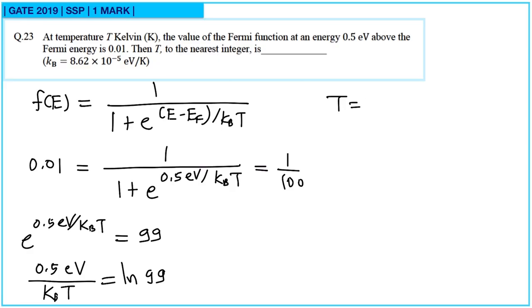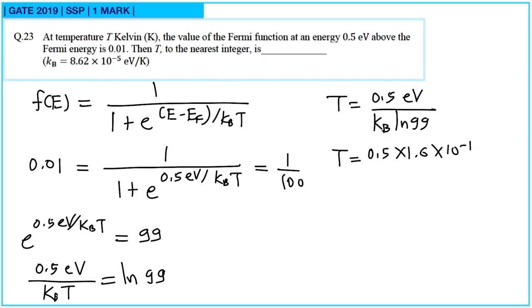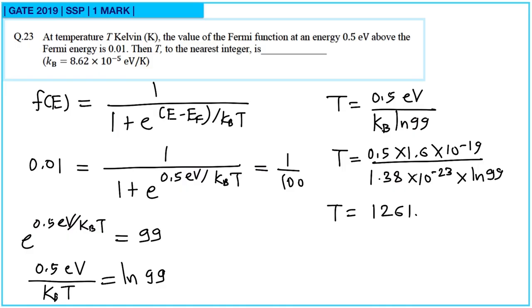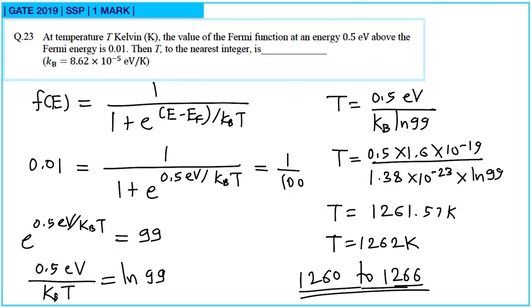So that means T is equal to 0.5 electron volt upon kB into ln 99. So T is equal to 0.5 into 1.6 into 10 to the power minus 19. Value of kB is, or you can directly use this value here, 8.62 is given, 1.38 into 10 to the power minus 23, into ln of 99, and this comes out to be 1261.57 Kelvin. So nearest integer will be 1262 Kelvin, and the answer range for this question is 1260 to 1266. So this will be the answer.